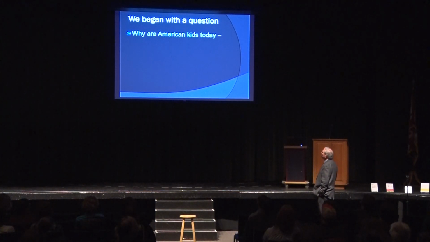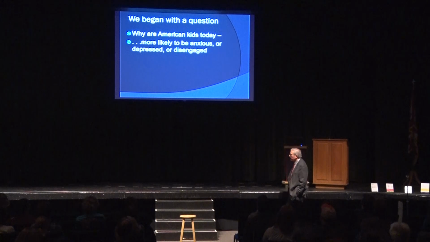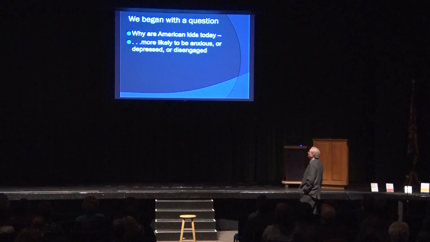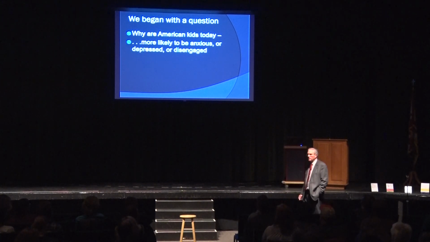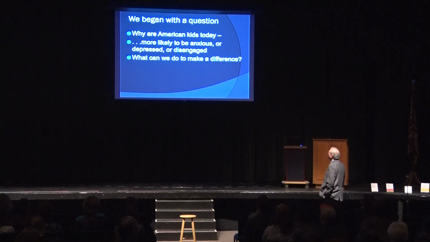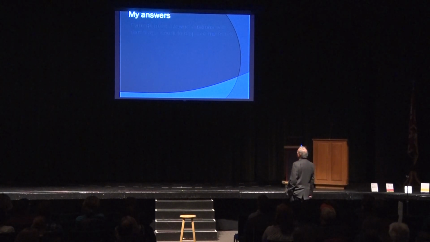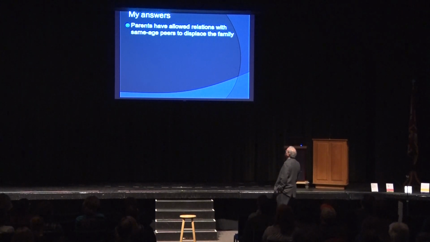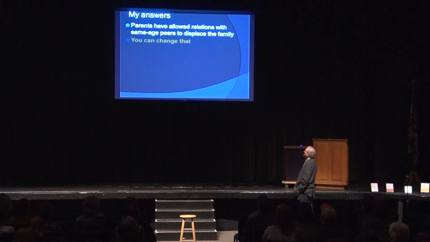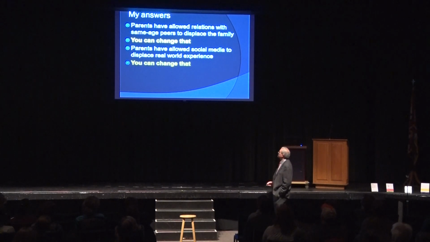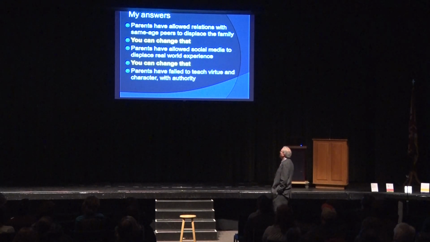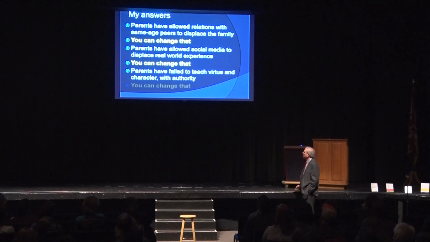So we began with the question, why are American kids today so much more likely to be anxious, depressed, or disengaged compared with American kids a generation ago, compared to kids around the country today? And what can we do about it? My answers. Parents have allowed relations with same-age peers to displace the family. But you can change that. Parents have allowed social media to displace real-world experience, but you can change that. American parents have largely failed to teach virtue and character with authority, but you can change that.